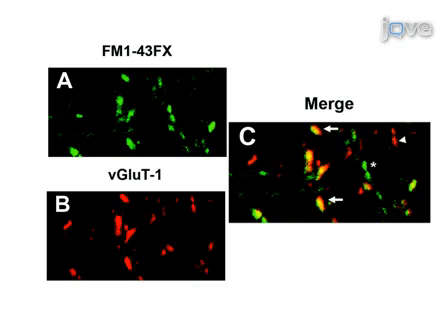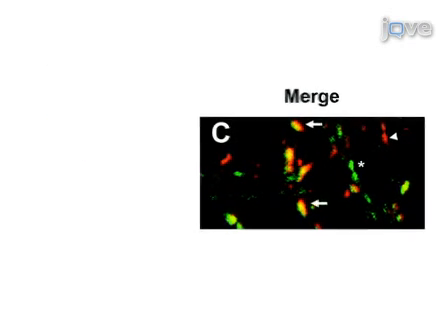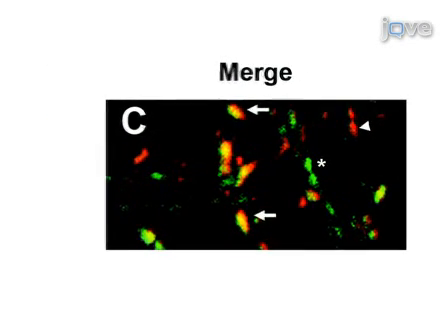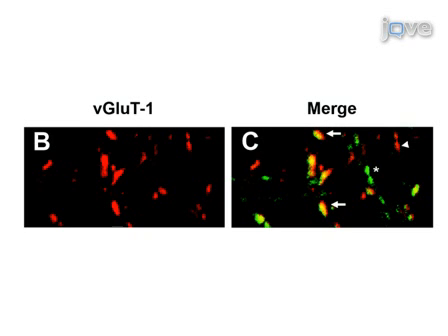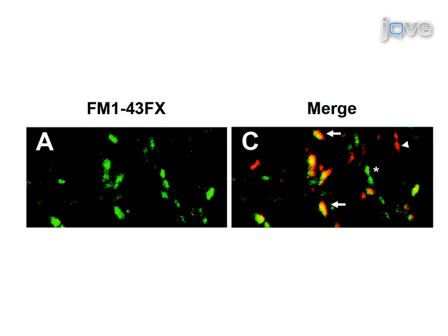In overlaid images of green FM1-43 fluorescence and red vGlut1 staining, this is evident as an abundance of yellow puncta, synapses with co-localized markers. These are indicated by the arrows. Approximately 20 to 30% of red vGlut1 positive puncta will fail to have green FM1-43 fluorescence above baseline. These are the inactive presynaptic terminals, and an example is indicated by the arrowhead.